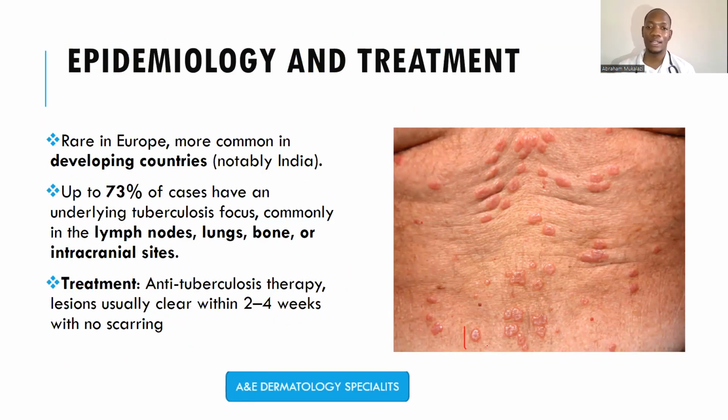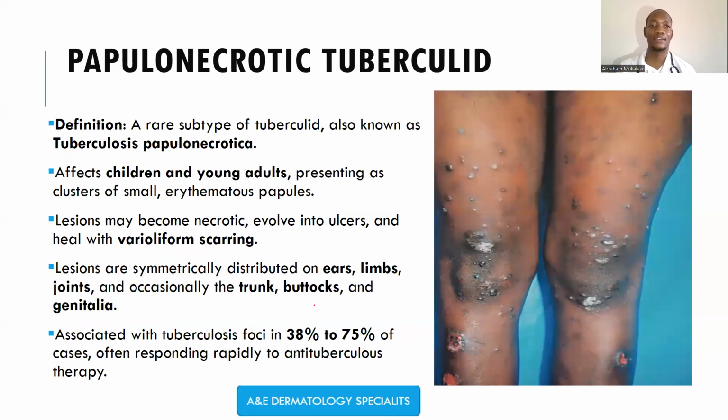This is another picture to show you how lichenoid tuberculosis can look. In this case, you have lichenoid flecks on the back of the patient. Up to 73% of the cases usually have an underlying TB focus, which can be in the lymph nodes, the lungs, the bone, or even intracranial sites. For treatment, you just give the TB treatment, and these lesions will clear in about 2 to 4 weeks, without scarring.